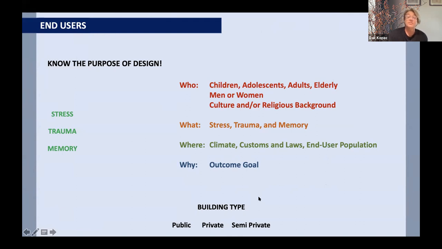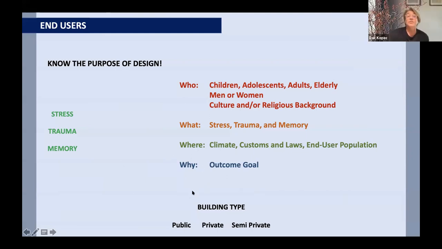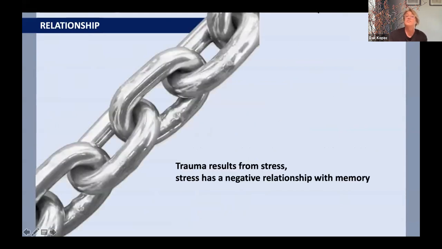And part of this gets determined by determining what it is that our building is. Is it a public building? Is it a private building? Or is it semi-private? And once we determine all of that, then we kind of have our big pot of variables that we can start to use in the design process itself.